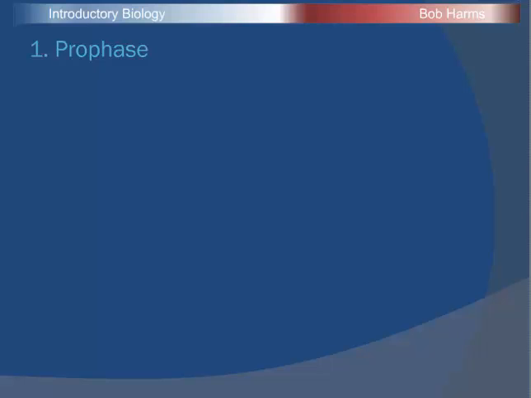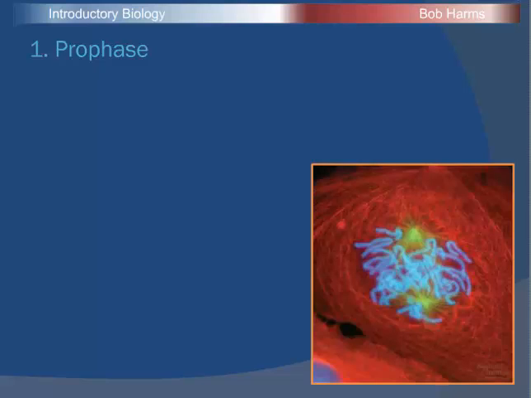The first stage then is prophase. In prophase, the cell's really going to get geared up for the upcoming cell division. A lot of things go on during cell division that normally aren't happening in the cell, and so in prophase, the cell's getting geared up for that.